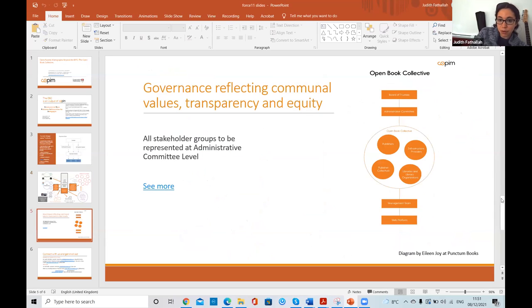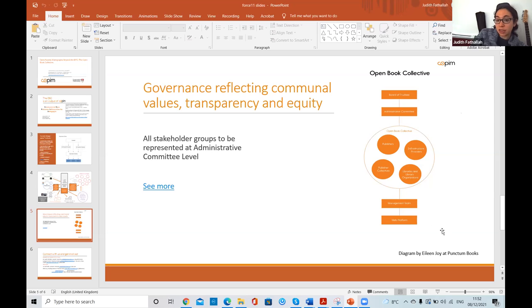I'll just scroll down a little bit more. Now, our governance of the platform naturally reflects our communal values and a dedication to transparency and equity. We imagine at the moment, this diagram is by Eileen Joy, the manager of Punctum Books, one of our founding publishers, that the Open Book Collective is comprised of publishers, infrastructure providers, publisher collectives, and library and organizations.